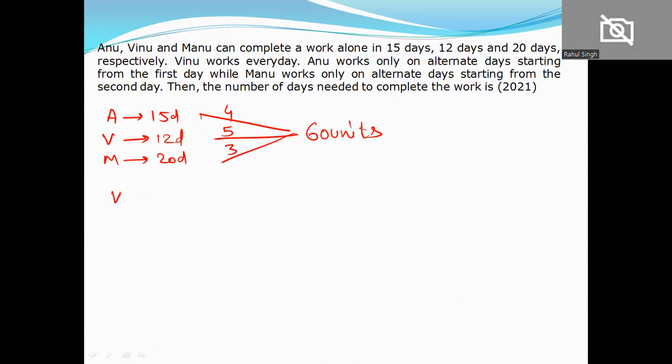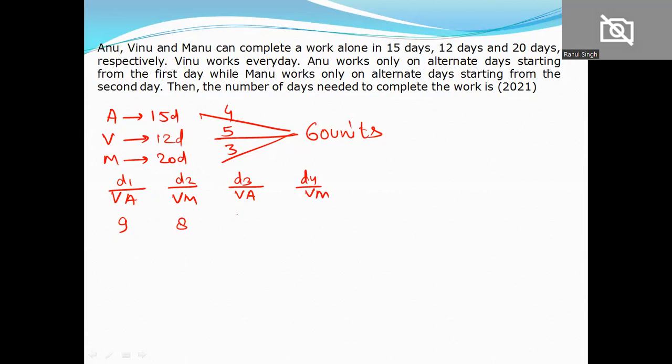नाउ वीनू वर्क एवरी डे बट फर्स्ट डे उसके साथ आया अनु. दिस इज डे 1. डे 2 पे वी तो साथ अकेला वर्क कर ही रहा था तो उसके साथ आया एम. फिर डे 3 पे वी ए. फिर डे 4 पे वी एम. और ये चलता रहेगा जब तक 60 यूनिट ऑफ वर्क खत्म नहीं हो जाता. सो वी ए अगर साथ में काम करेंगे तो दे कैन कंप्लीट 9 यूनिट ऑफ वर्क. अगर वी एम साथ में करेंगे तो 8 यूनिट्स ऑफ वर्क.